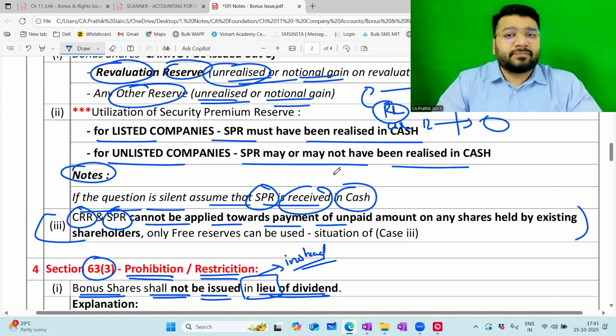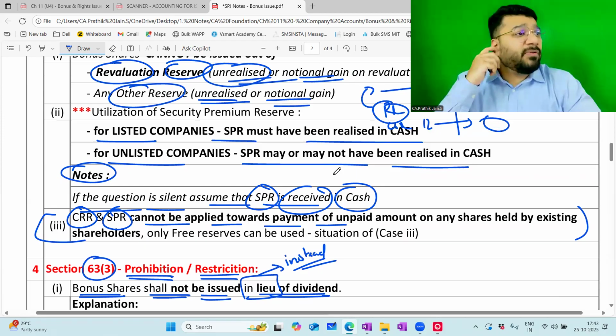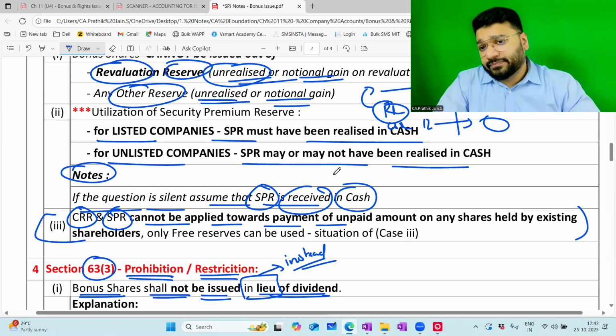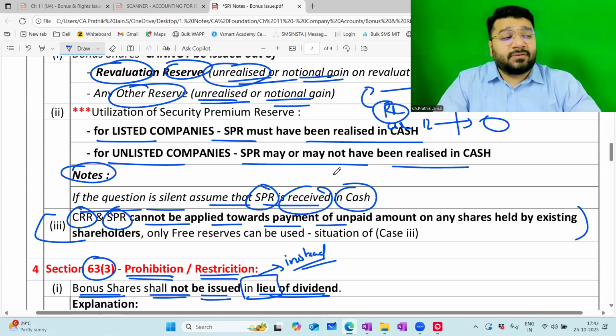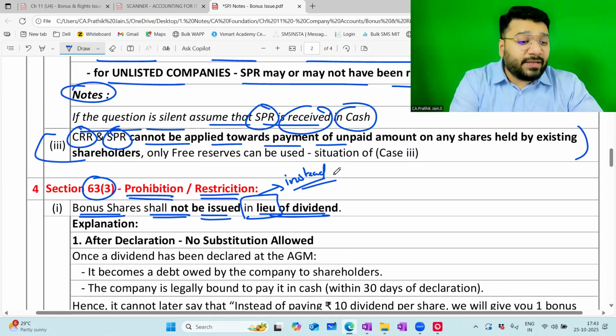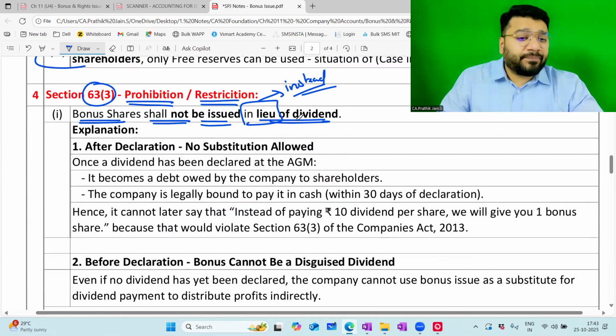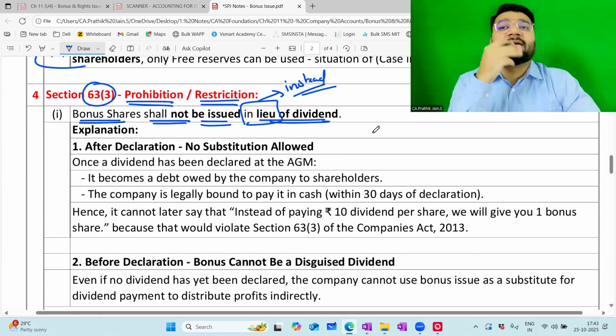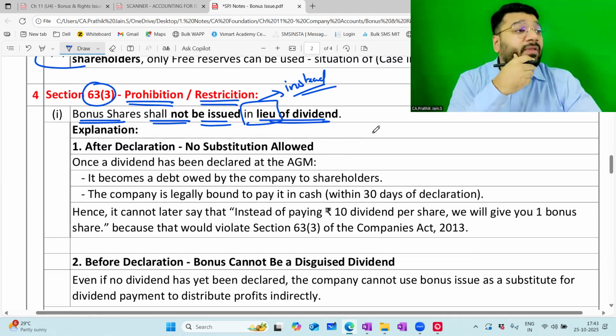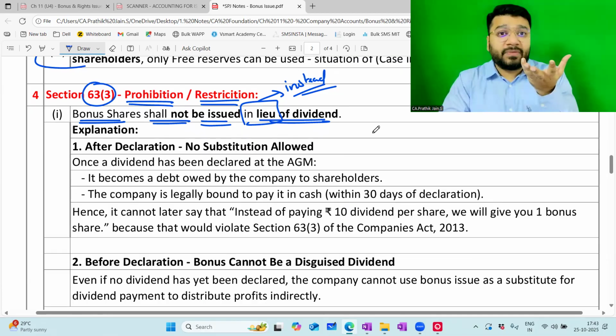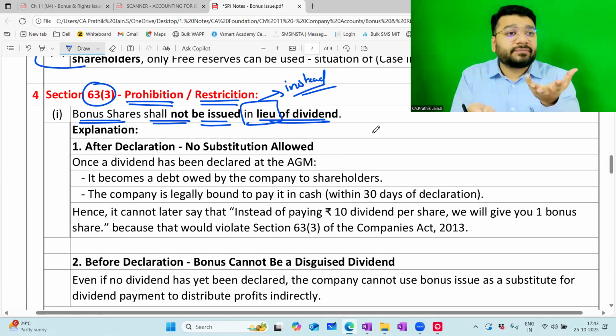What does it mean? A little bit more elaboration. So my question is, is it before declaration or after declaration? You can't just state the statement like this. I need further in-depth analysis. What does this line mean? So two situations. The company has declared a dividend. The board of directors has proposed it. In the annual general meeting, what has happened?